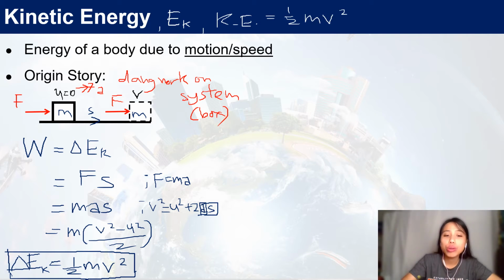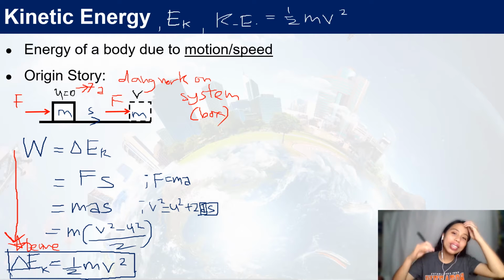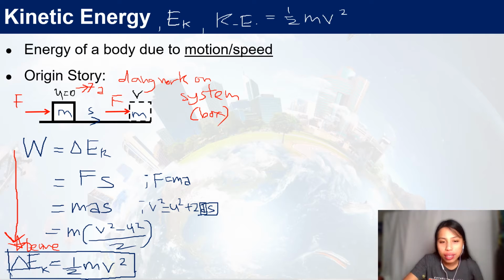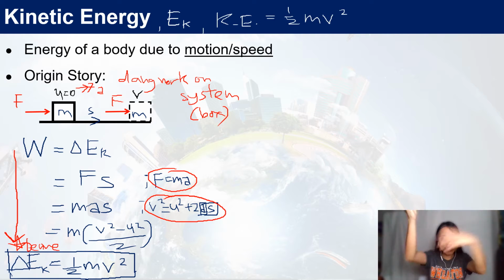And you need to be able to show how we go from the work done idea to this thing. So you need to be able to derive this. You can memorize it, but try to understand what's going on here. What are we plugging in? We're plugging in two things: Newton's second law and a kinematic SUVAT equation. And we have half mv squared. So beautiful.